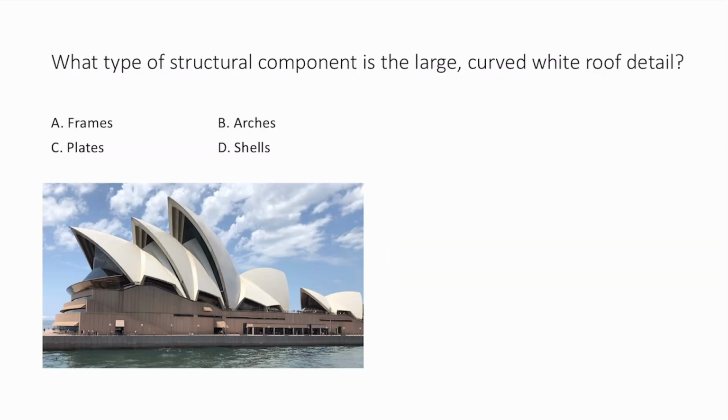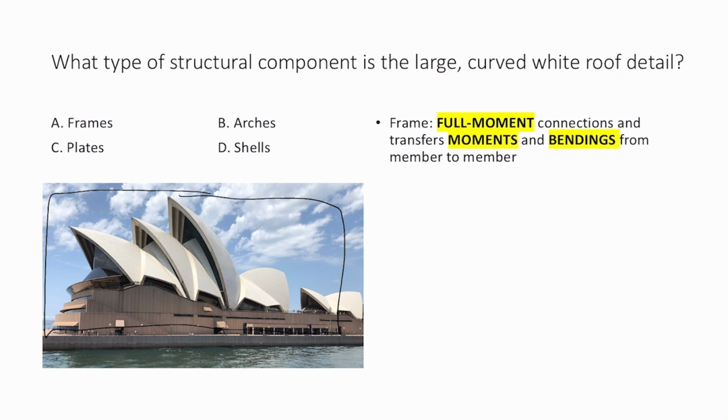Now let's look at the last problem. What type of structural component is the large curved white roof detail? Here shown in the picture. Recall what we learned in this section. Frames are full moment connections and transfer moments and bendings from member to member. It is obvious that this white roof is not a full moment connection and didn't transfer moments and bendings from member to member. Therefore, this is not true.